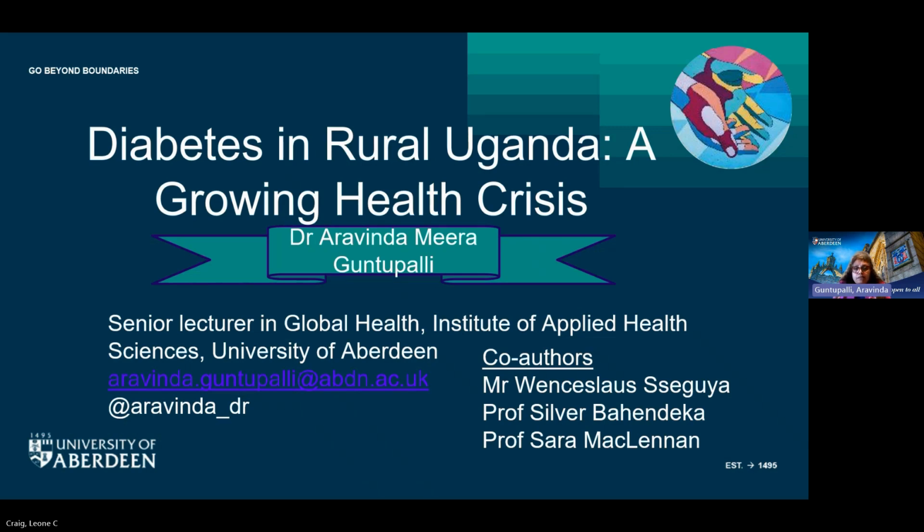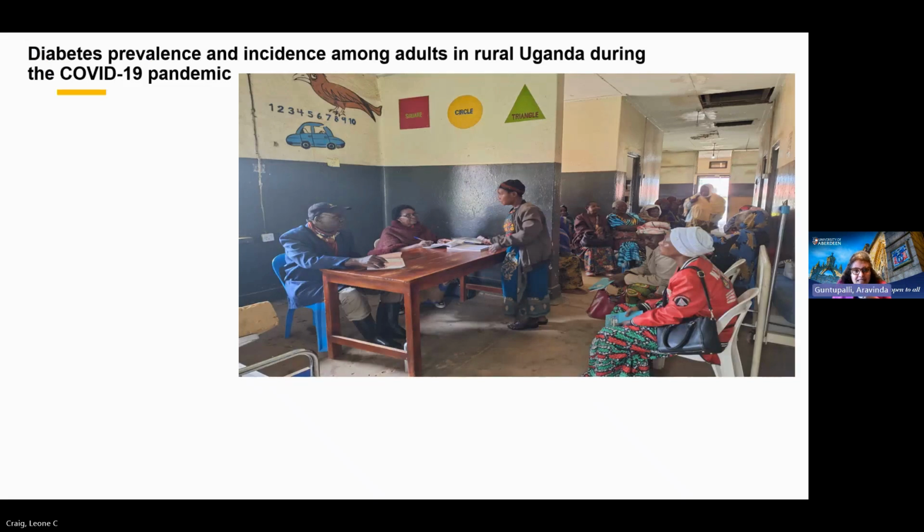So what I will present today is some of the things we have done, just to give you a taster of some of the global health research we carry out in Aberdeen. Next slide, please, Leonie. What you see here is an image at a level 3 hospital in Uganda.